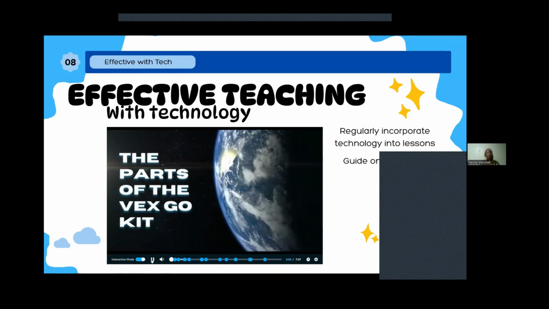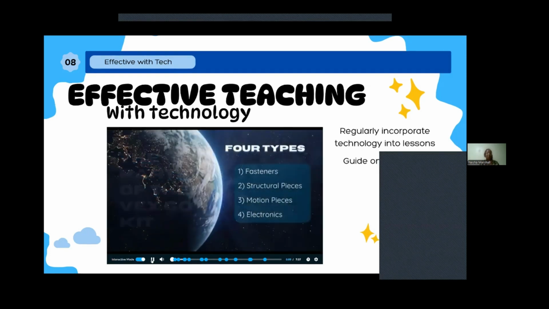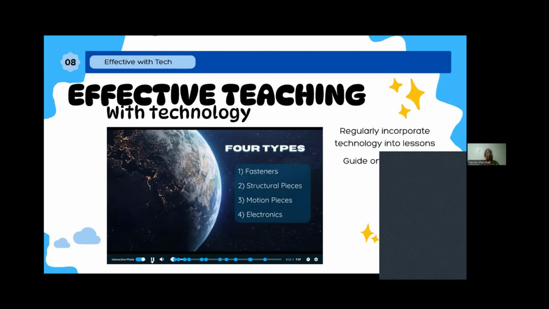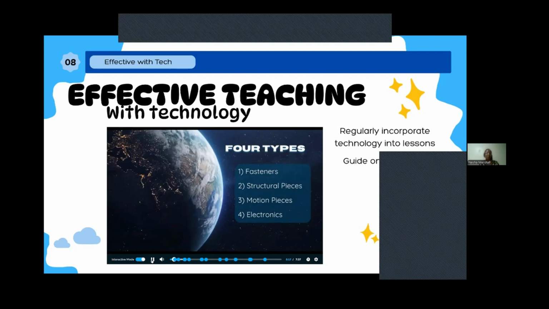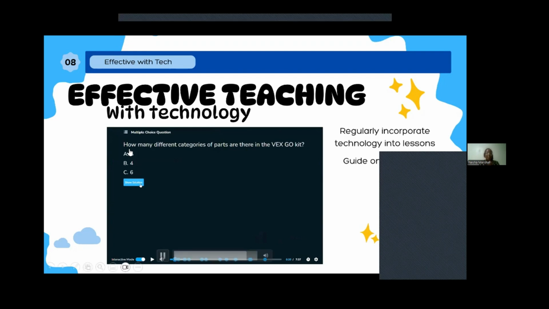The parts of the VexGo kit. There are 4 types of parts in the VexGo kit. These are 1. Fasteners, 2. Structural pieces, 3. Motion pieces, and 4. Electronics. Fasteners. And that would have been there. This is the question that would have popped up for them so that they could then choose the different category, how many different categories of parts there are.